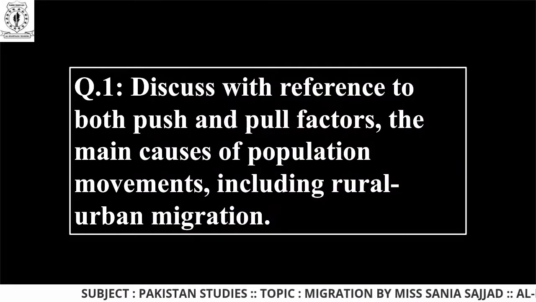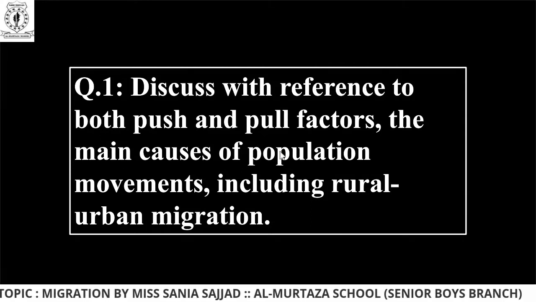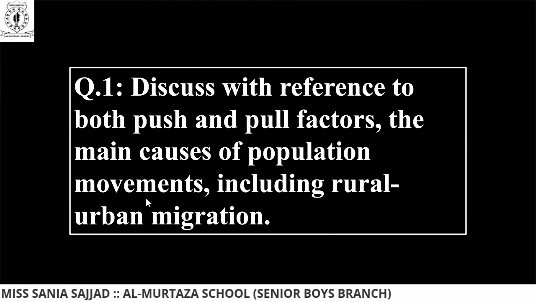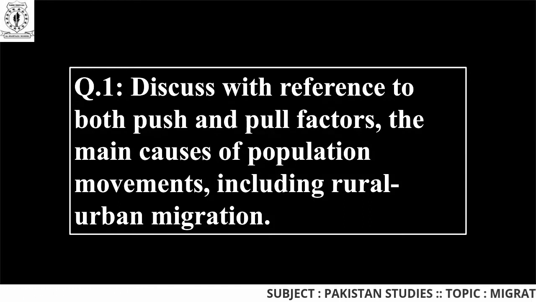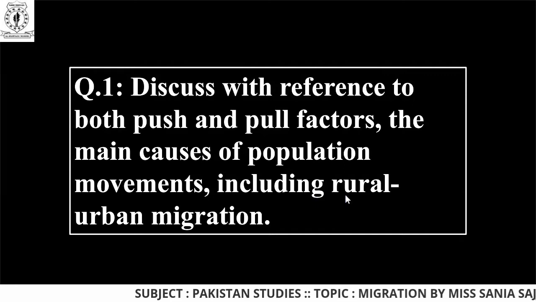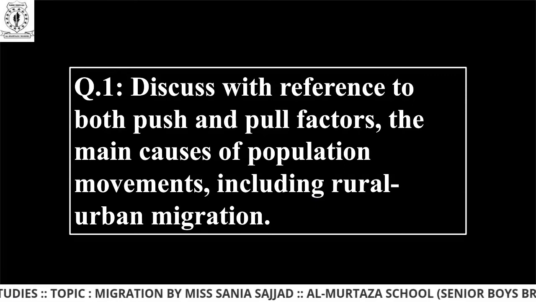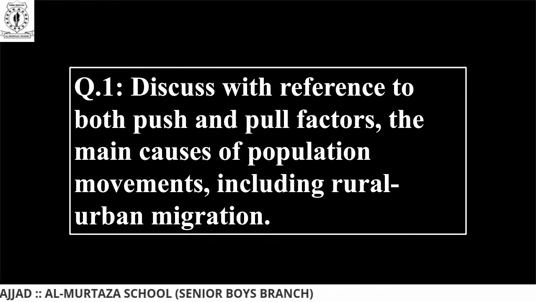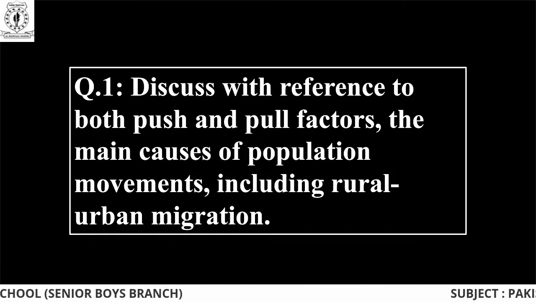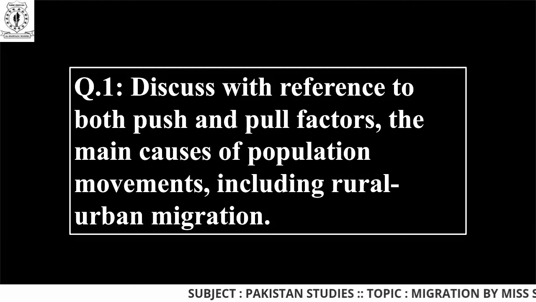Now, question number one. Discuss with reference to both push and pull factors the main causes of population movement, including rural urban migration. Rural urban migration means why people are moving from rural, meaning village areas, to the city life. Urban is known as city, and migration is when you leave your country and go to another country, or leave your city and go to another city. That is known as migration.